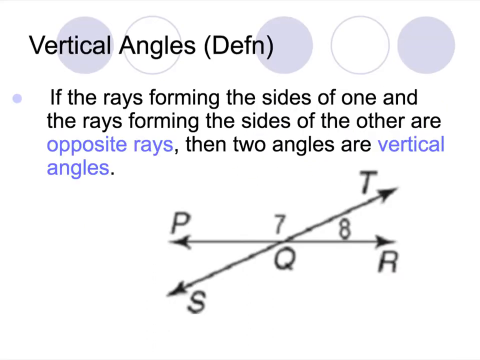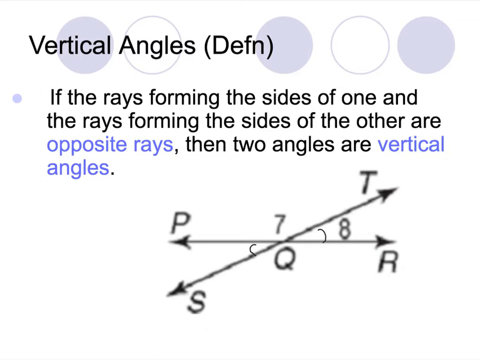So this is our vertical angles definition. It says if the rays forming the sides of one angle and the rays forming the sides of another angle are opposite rays, then the two angles are vertical. I think it's easier thinking about it as if you got two lines that crisscross. They form two angles. Well, really the rays form angles, because by definition, angles are made of two rays with a common endpoint.